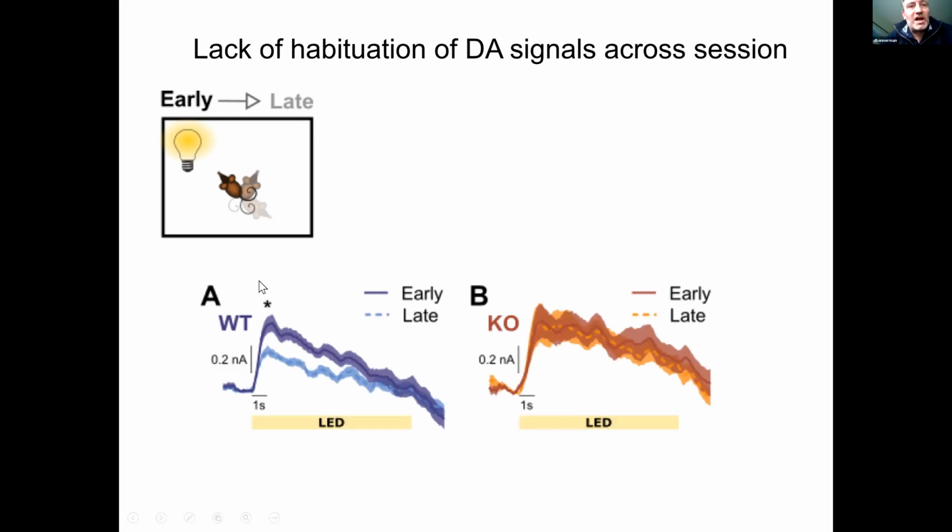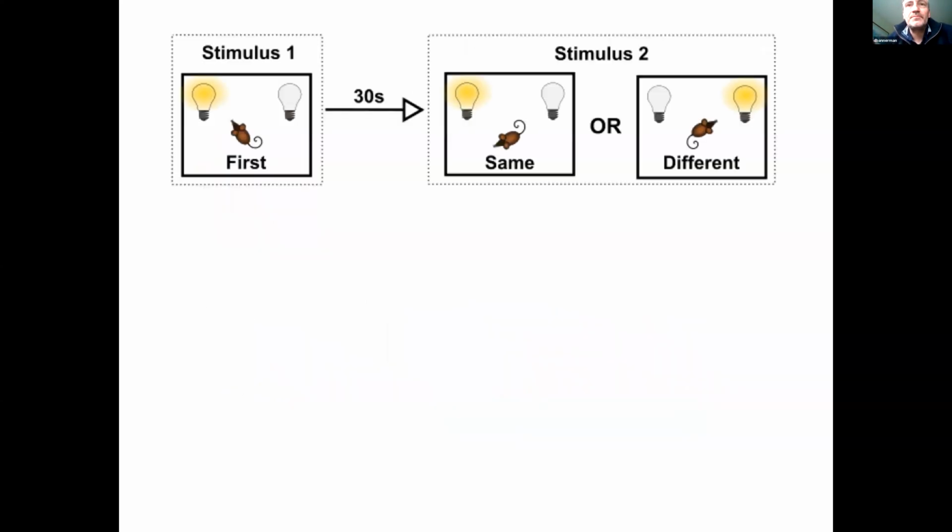And what we found was that in wild types, again, the dopamine signal habituates across the session. So you get a big dopamine response early in the session, but that signal reduces in the second half of the session. Whereas in contrast, in the knockouts, there is no habituation to the light stimulus across the session. And so the deficit in habituation could potentially explain that hyperdopaminergic state in the GluA1 knockouts.